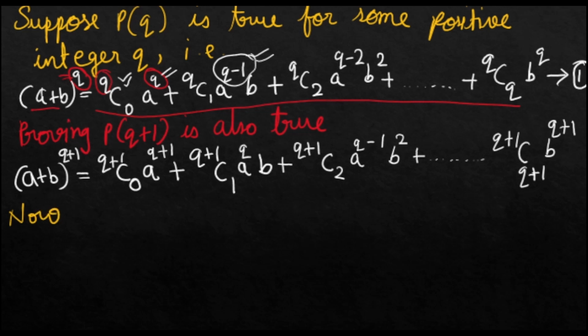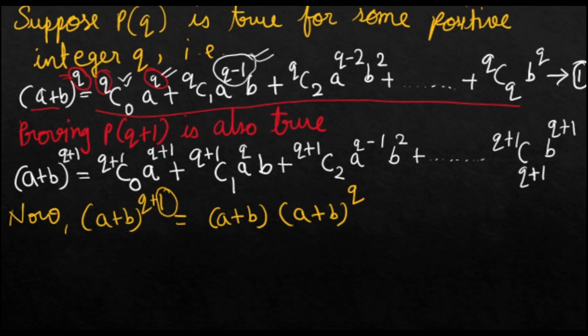Now we know that a plus b index q plus 1, how will we write this? A plus b, simple, as we have 1, then another is a plus b power q. We will put the value of this first expansion into this equation, and we get a plus b in the first expansion.